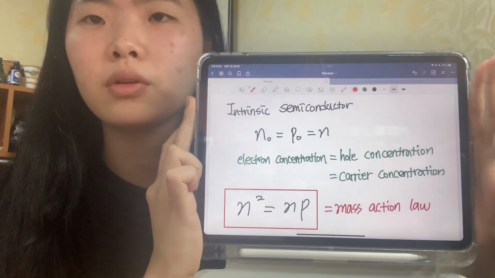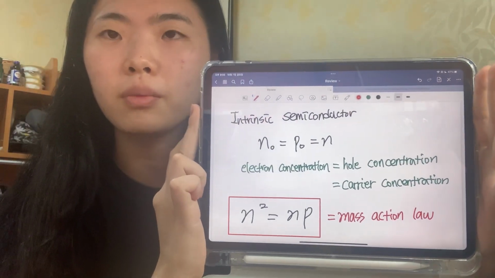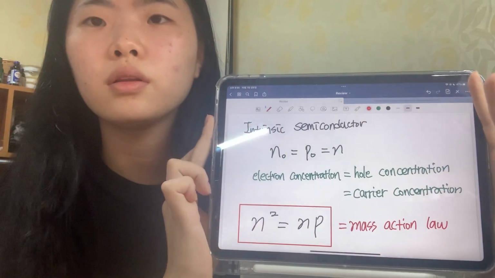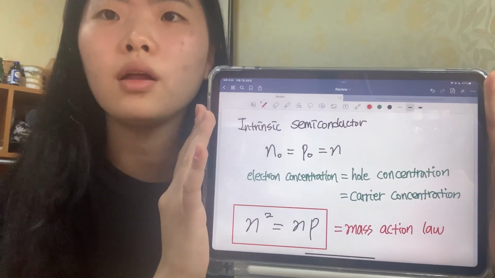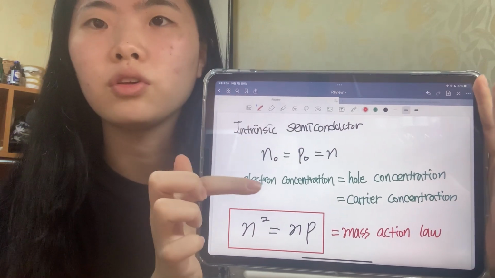This is very important to solve semiconductor problems. We can calculate the hole and electron carrier numbers based on this equation.